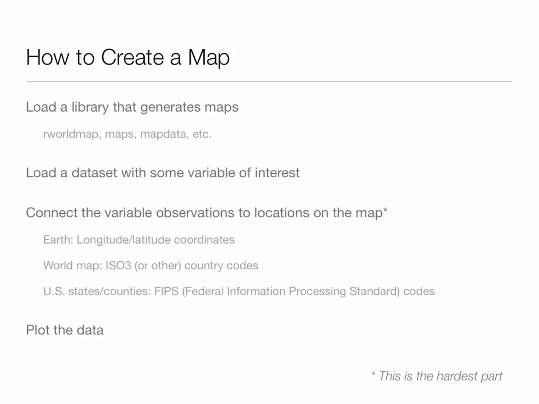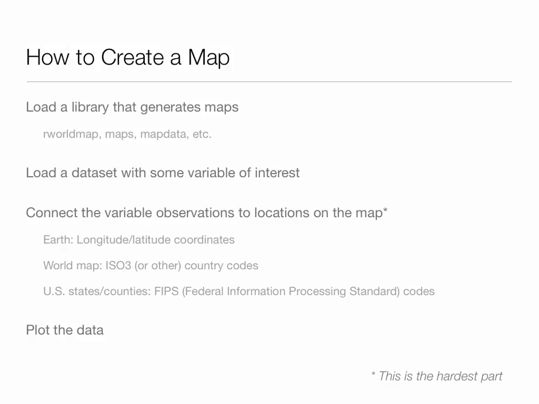For U.S. states and U.S. counties, there's a Federal Information Processing Standard, or FIPS code, that you can use to connect the data to whatever, the state, the county, or whatever. So you need to ideally find data that come with FIPS codes. And then finally, you need to plot the data.